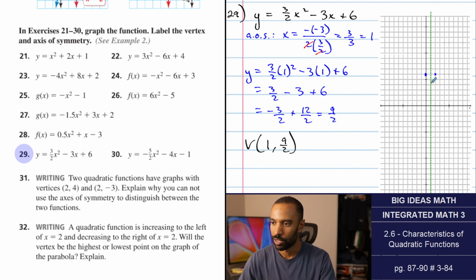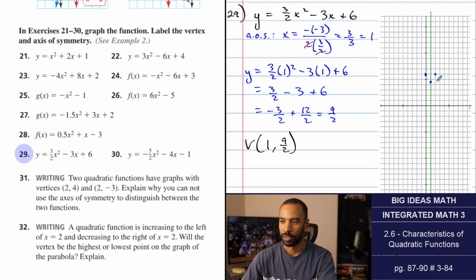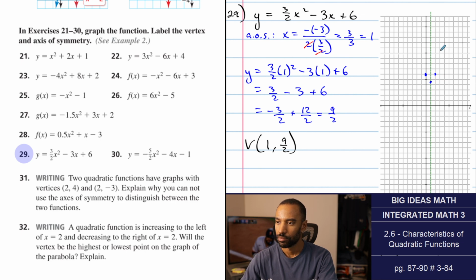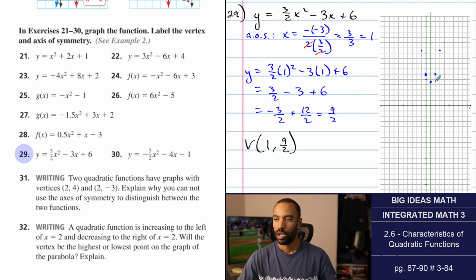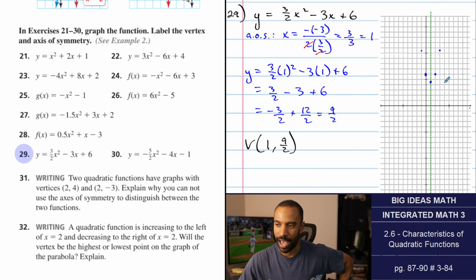And this thing flips over here, right there. And 3 halves also means 1.5. So over 1, up 3 halves of 1. Over 2, up 3 halves of 2, which is 6. And I can probably just fit one more. Over 3, up 3 halves of 9, which is 13.5.